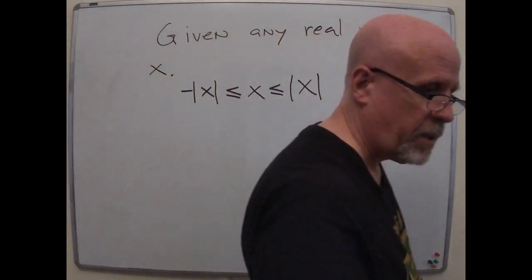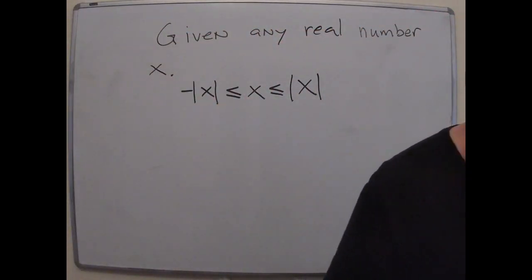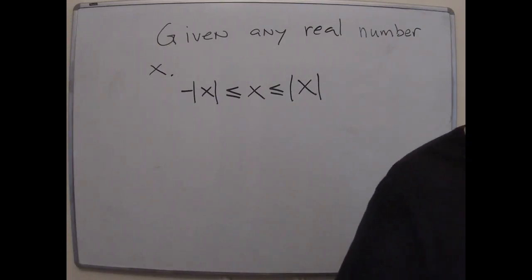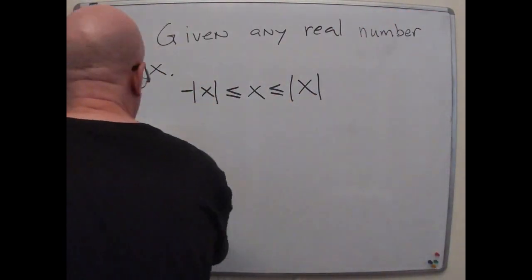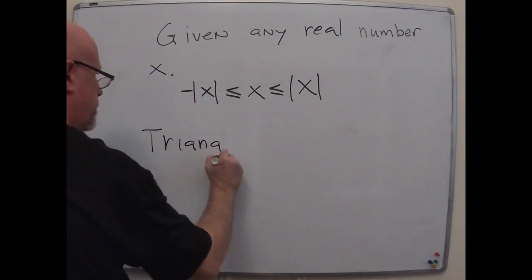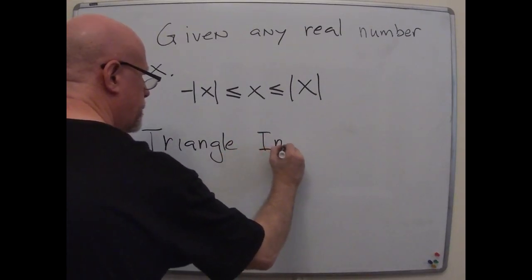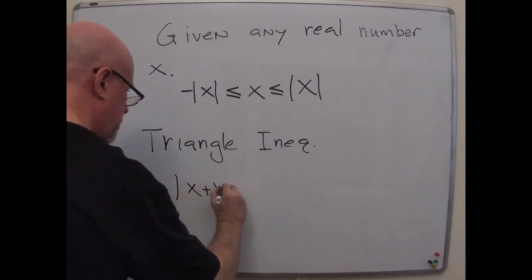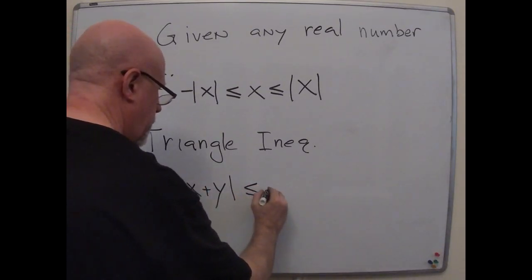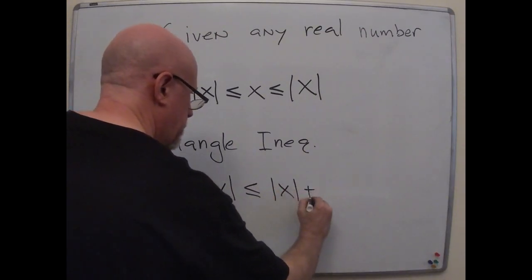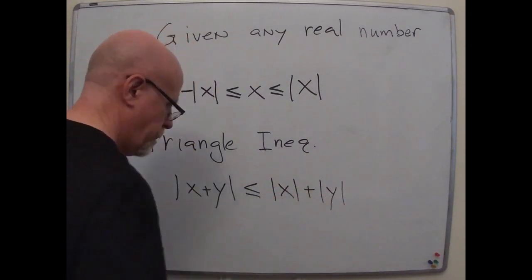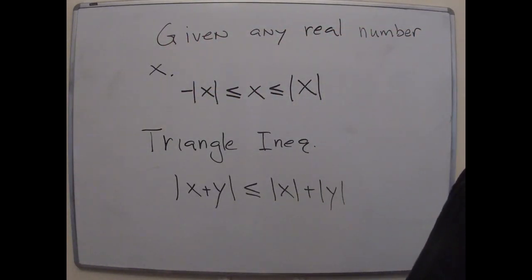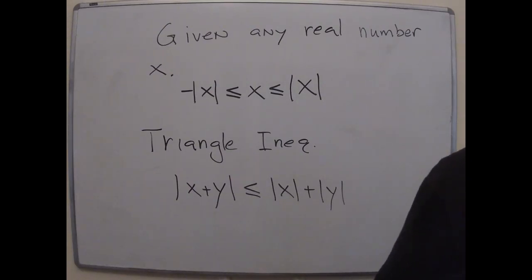So that gets used in proving the triangle inequality. And the way the triangle inequality is stated in the book, it's for absolute values. So let me just write it down for you. It says that the absolute value of a sum has to be smaller than the sum of the absolute values. The proof of this is on page 208.